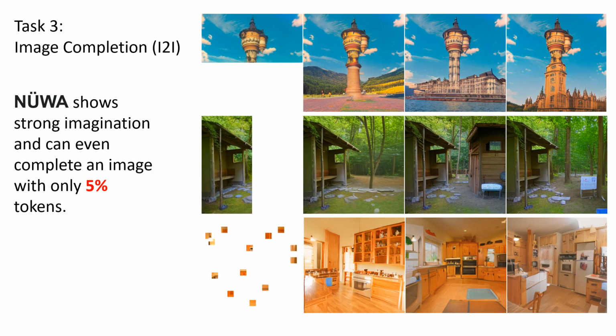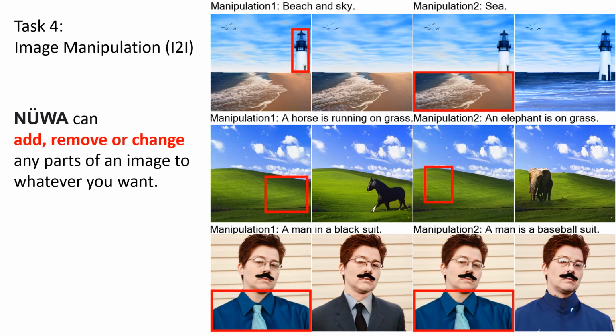The third task is image completion. That is, you input part of the image and you ask the machine to generate the remaining part. For example, if you input the upper part of a tower and you ask the machine to imagine what the lower part of the image is. And NUWA shows strong imagination, and you can see it can even complete an image with only 5% tokens. The fourth task is image manipulation, and NUWA can add, remove, or change any parts of the image to whatever you want.